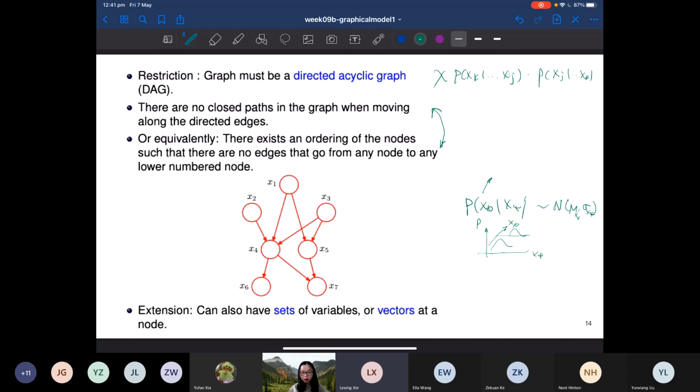You may say, can we have vector valued nodes? Yes, we can, right? So suppose we have an x8 that has exactly the same dependency as x7. We can actually group them into a node, the same node x7 tilde, which essentially says we have a vector valued node. Each component has the same dependency, right?